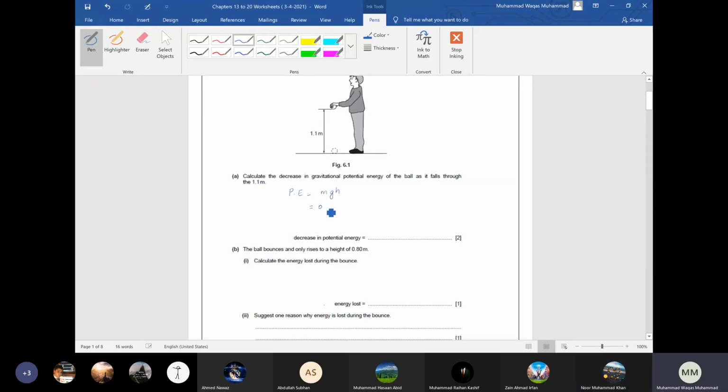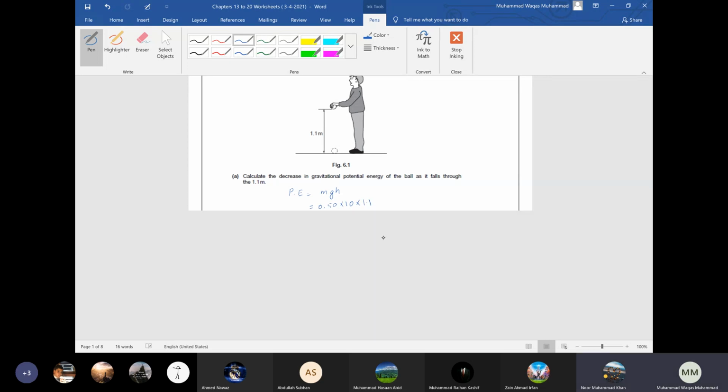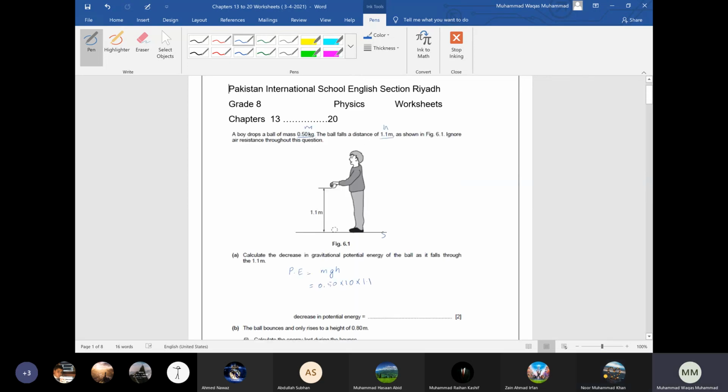Mass of the ball is 0.50. Value of g is 10. h is 1.1. So beta, if you solve this, what answer do you get? 5.5 joules. Clear, beta? Is this clear to everyone?